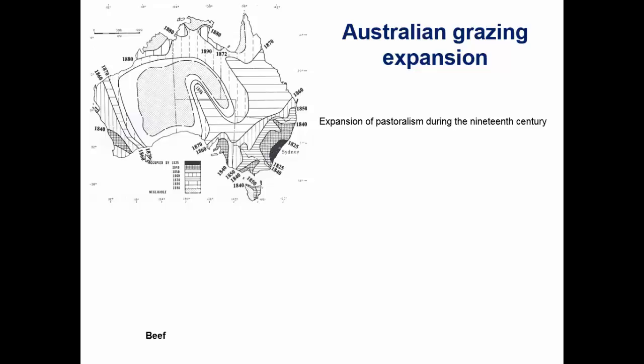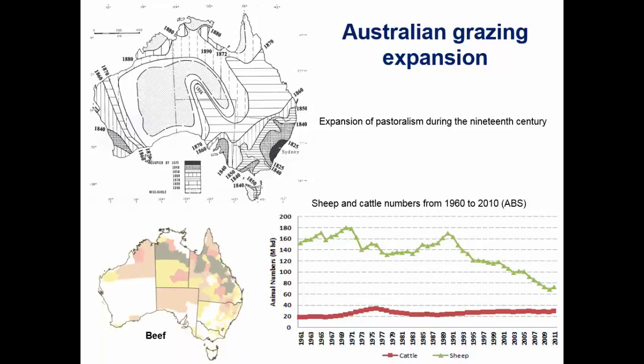The Australian grazing industry has been fairly recent. It started only after European settlement around 1825 and expanded from the first settlements around Sydney, basically inland and northwards over the rest of the 19th century. So it's been a fairly recent and, I suppose, a fairly rapid occupation of land.